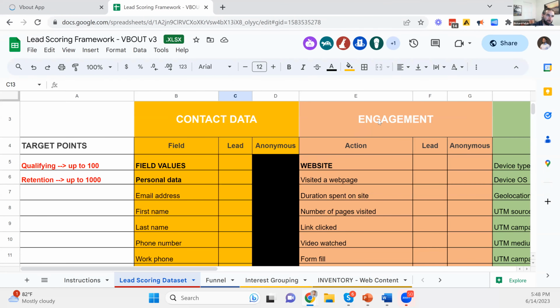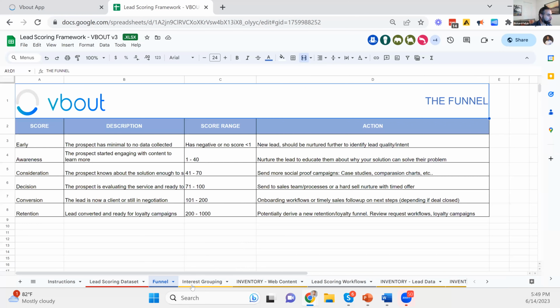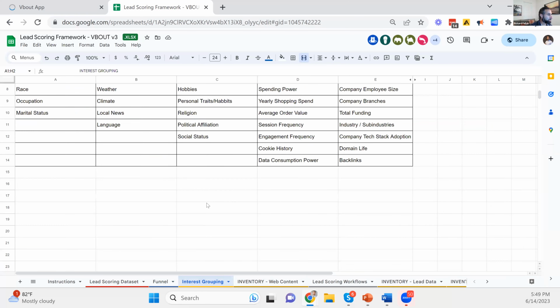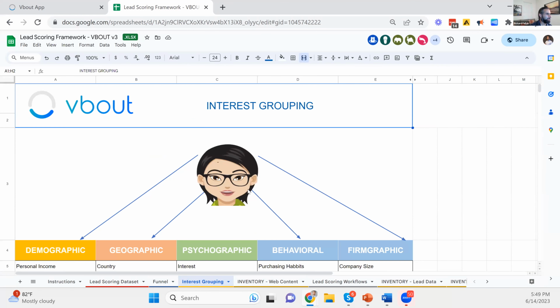Okay. This is the funnel that I just covered as an example. You can group your interests. This is just for marketing jargon. And here you can take inventory. What are the different pages on your site? And you can collectively with your team associate a score with those pages so that could be implemented on VBOUT.